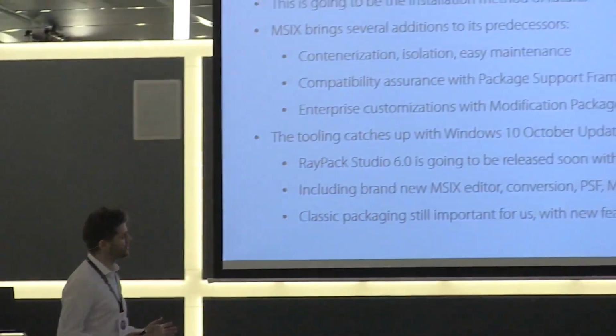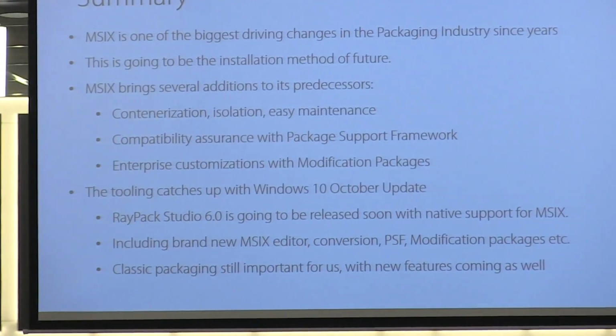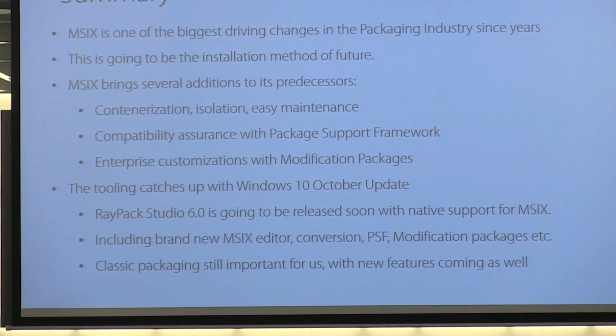And finally, MSIX brings several additional features over its predecessor. That's the modification package to deliver things like plugins and custom config, and the Package Support Framework for shimming, which belongs to the package. On tooling, ISVs are catching up, so Raynet is committed to delivering the update to support that, which you have already seen live and running. We still need a few days, weeks to make it fully available to the public, but you may expect a rather immediate release from us. That build will contain the MSIX editor, the conversion, the Package Support Framework, the modification packages, and some more.